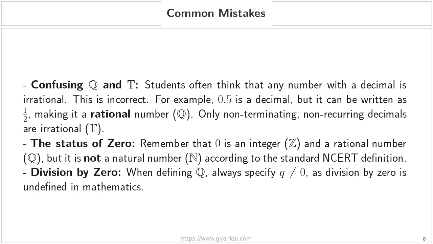Finally, when you are writing out the formal definition for rational numbers, specifically when expressing them as p over q, you must always include the condition that q is not equal to 0. In mathematics, division by 0 is undefined, so specifying that the denominator cannot be 0 is crucial for a mathematically sound definition.